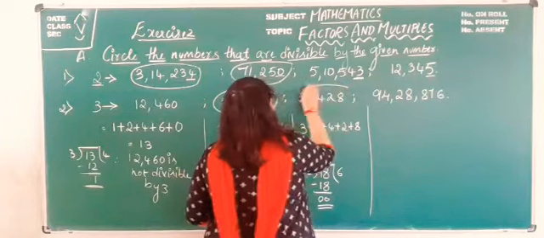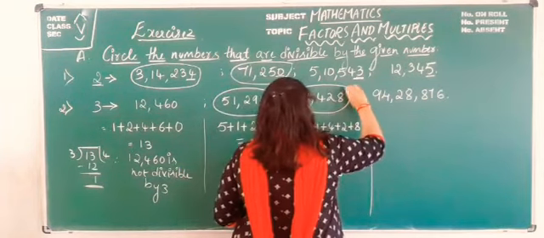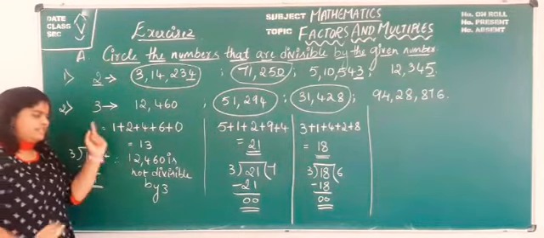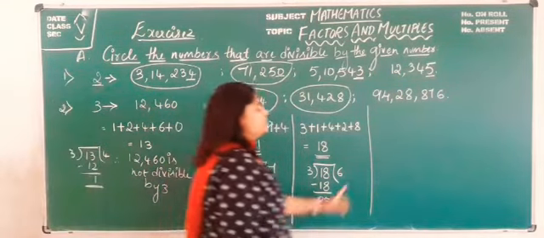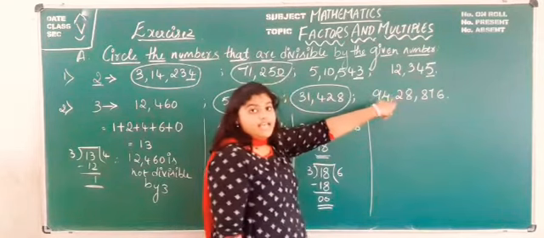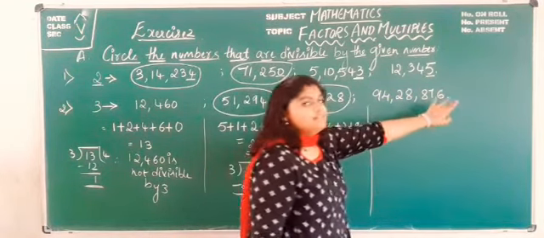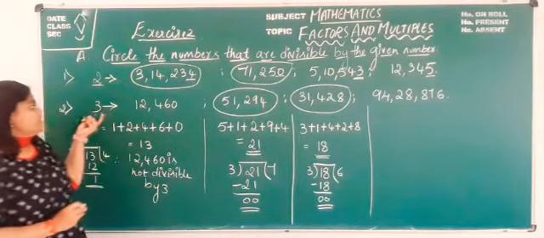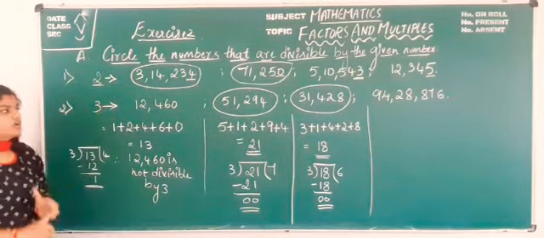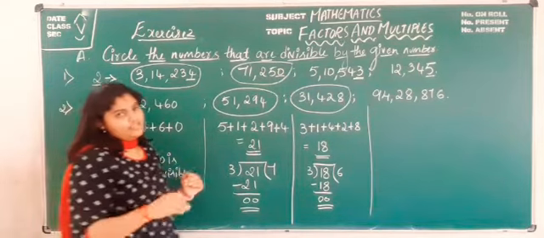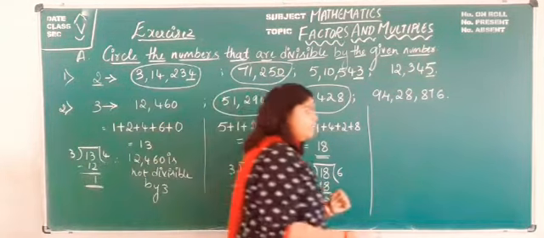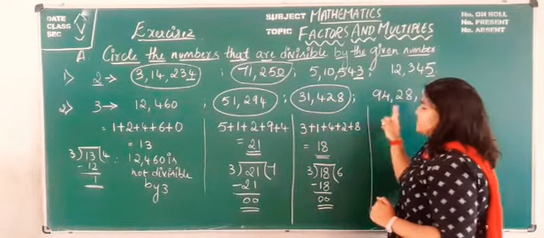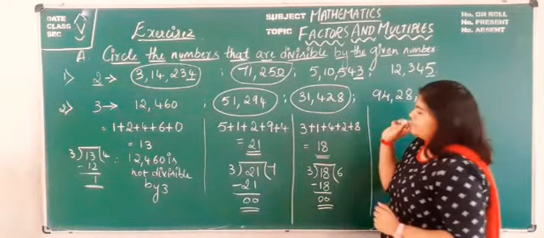So, what we will do is circle the number which is divisible by the given number, that is 3. Next, we have 94,28,876. Now we have to check whether the given number is divisible by 3 or not. We know the rule: the sum of all the digits should be divisible by 3, then only the given number will be divisible by 3. So, we should start adding all the digits in the given number.